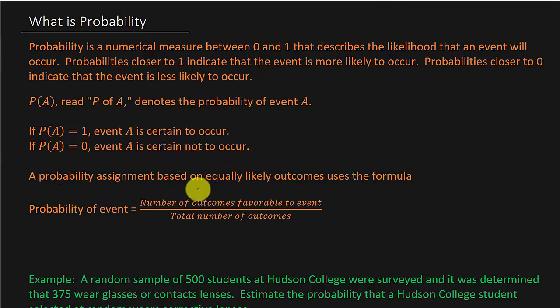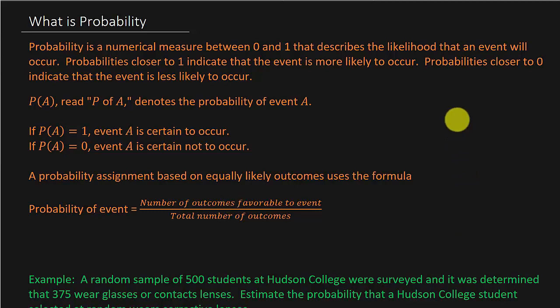A probability assignment based on equally likely outcomes uses the formula. So the probability of an event occurring is equal to the number of outcomes favorable to the event divided by the total number of outcomes. So basically, the probability of an event A is the number of successful outcomes divided by the number of possible outcomes.